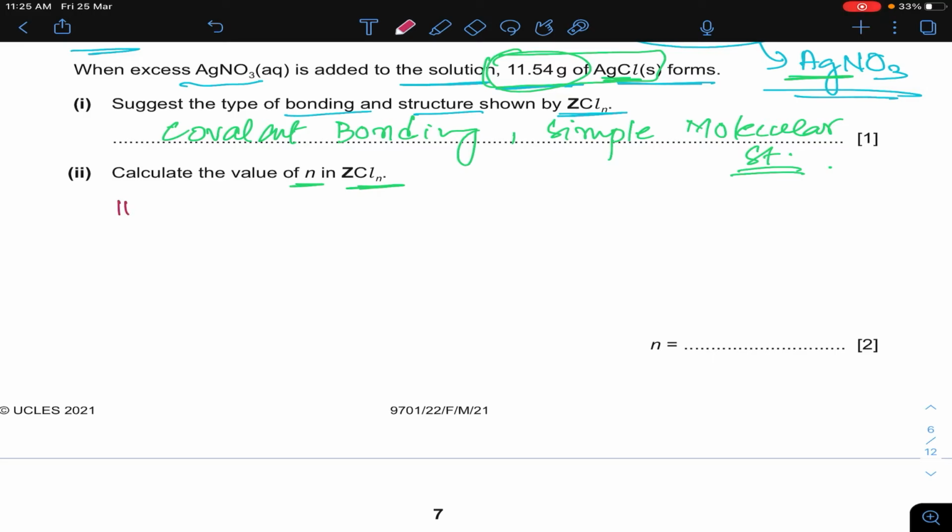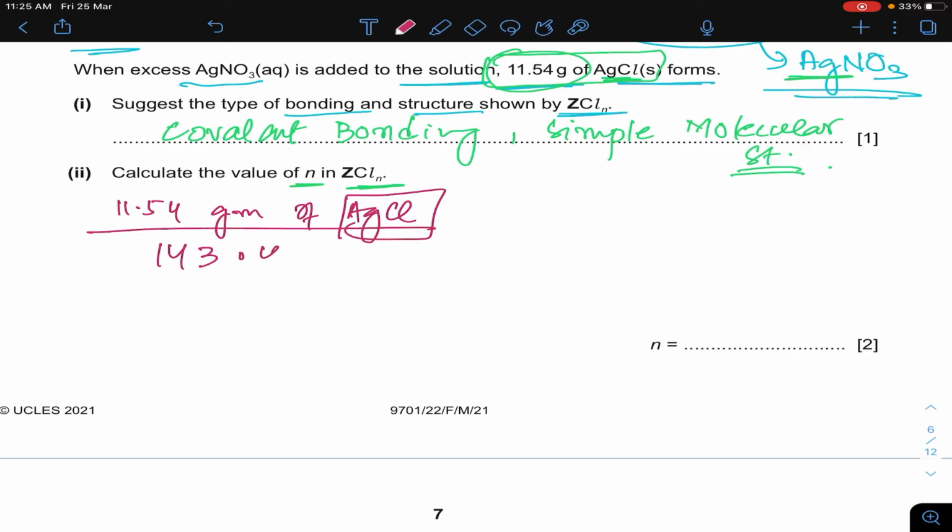We have 11.54 grams of AgCl. To convert grams into moles, first we have to calculate the molar mass of AgCl. The molar mass of AgCl is 143.4, and when we divide 11.54 by 143.4, the answer we get is 0.08, right?